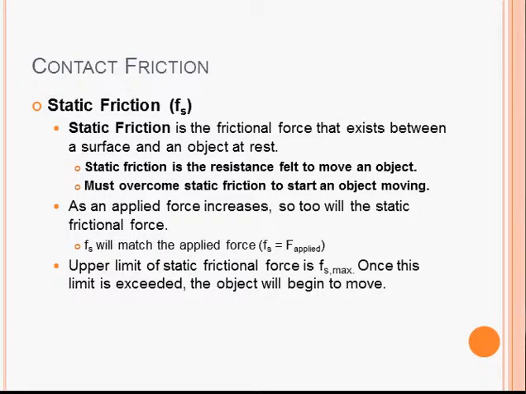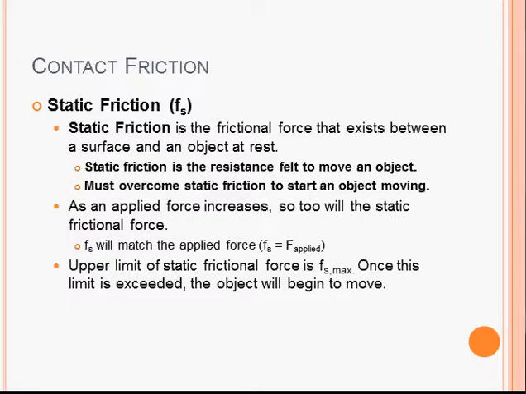And contact friction itself kind of branches off into two types. The first type is what's called static friction, which we'll refer to as Fs. Notice we use a lowercase f here. That's just a way to symbolize frictional force. So Fs is static friction. And the idea with static friction is it's a frictional force that exists between an object and a surface when the object is at rest. And the goal of static friction is basically just to keep it there. It's not going to move.